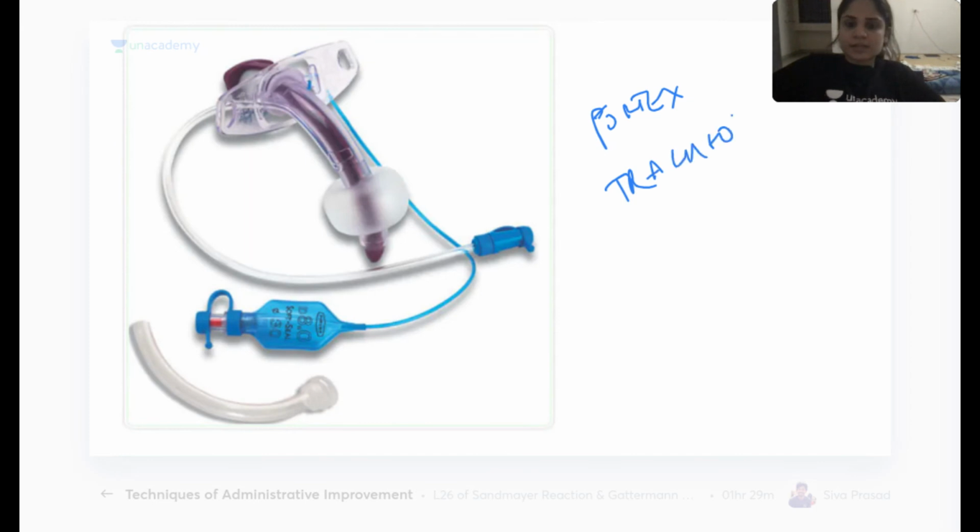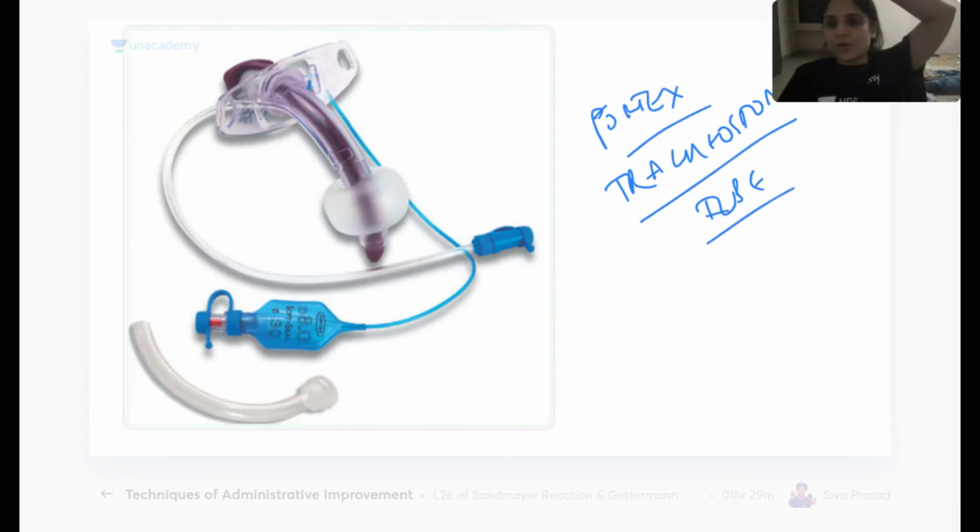Guys, do you like to have classes like this with just images and you have to identify, or do you like with options? Do you all want options or do you want to do without options?